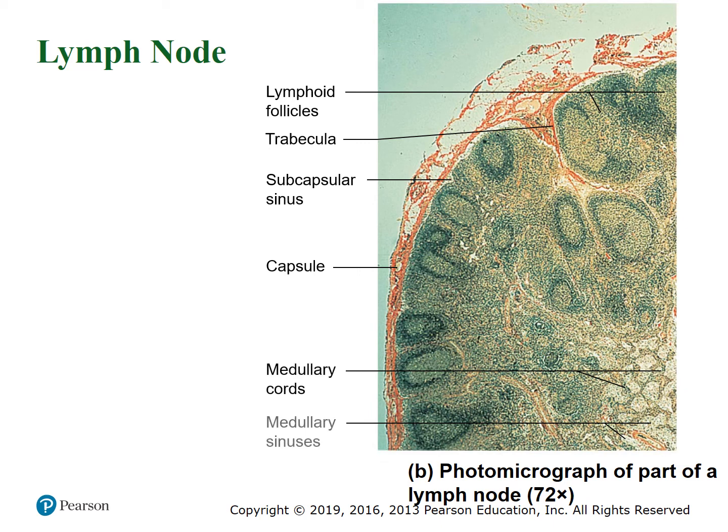These are the medullary cords and the medullary sinuses, which are located down in the medulla. So the sort of darker area around the outside, about in this area, is going to be the cortex, and in this area is going to be the medulla.